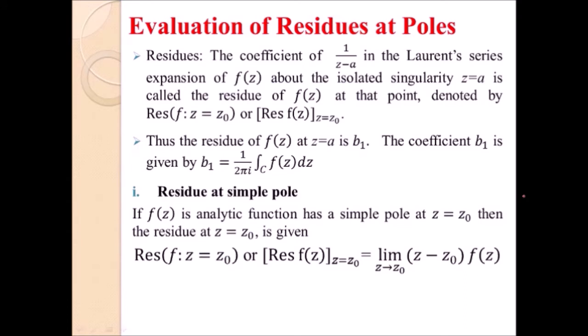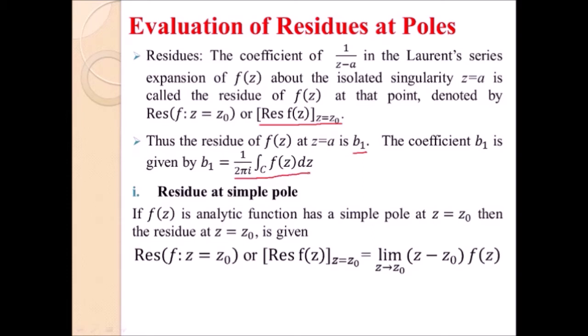Next, we will go for evaluation of residues at poles. We will first define what is a residue. The coefficient of 1 by z minus a in the Laurent series expansion of f of z about the isolated singularity z is equal to a is called the residue of f of z, denoted by Res, the residue of f of z at z is equal to z naught. Thus, the residue of f of z at z is equal to a is b1. The coefficient b1 is given by the integral 1 by 2 pi i integral over c of f of z dz.